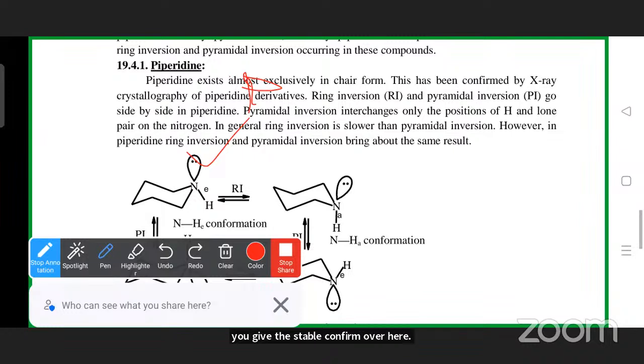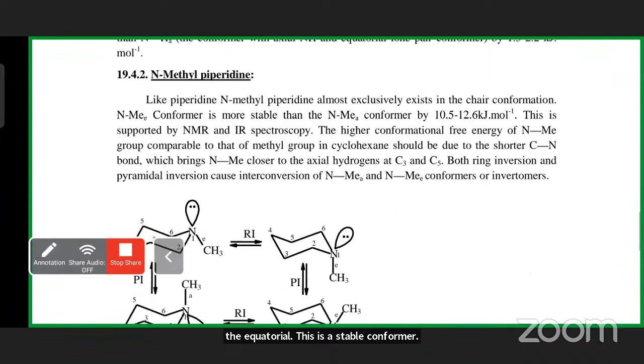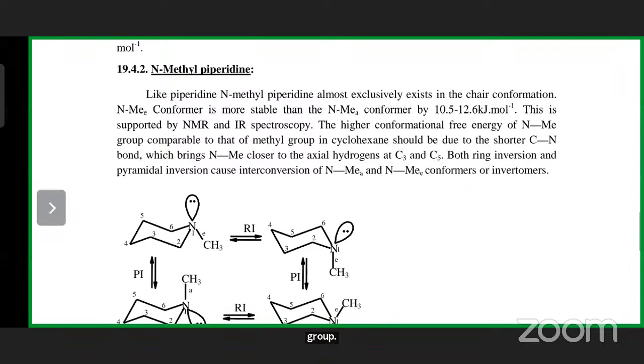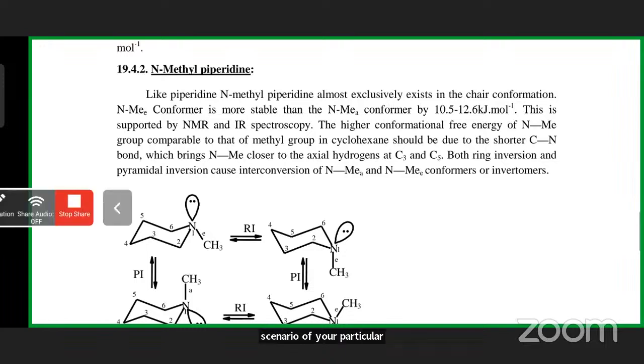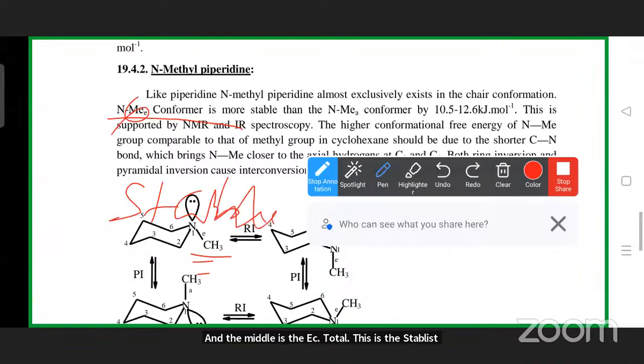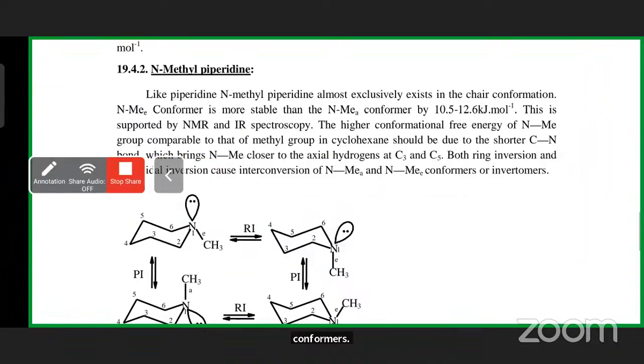So the stable conformer is this one, when the hydrogen is in the equatorial position. Now, when the hydrogen is replaced with a methyl group, we get N-methyl piperidine, and here also you can see the same scenario as in piperidine. In N-methyl piperidine, when the methyl is equatorial, this is the most stable conformer. Like piperidine, this is the stable conformer.